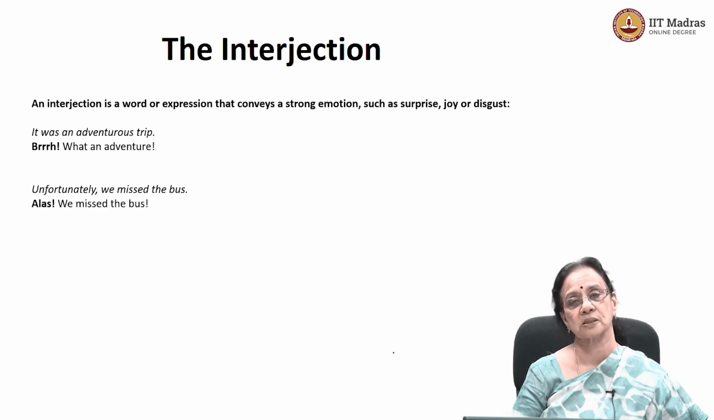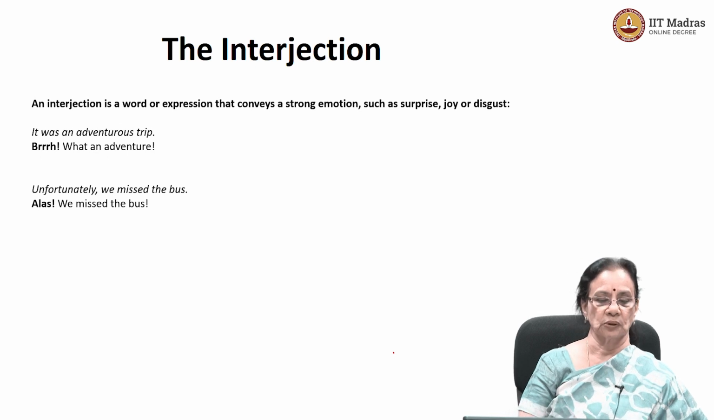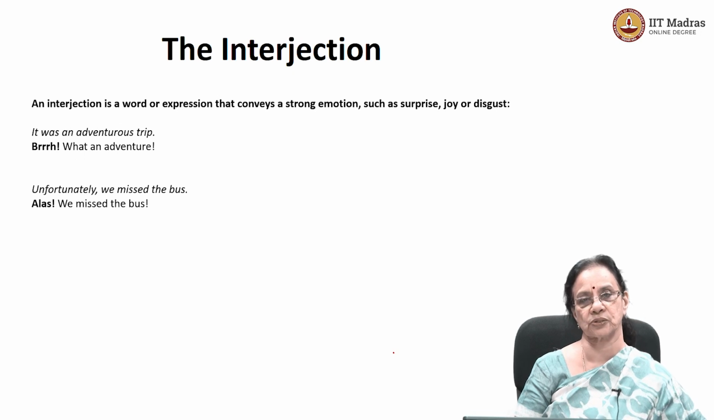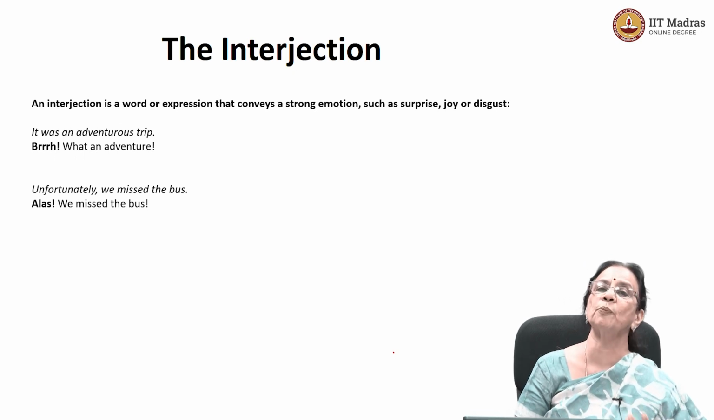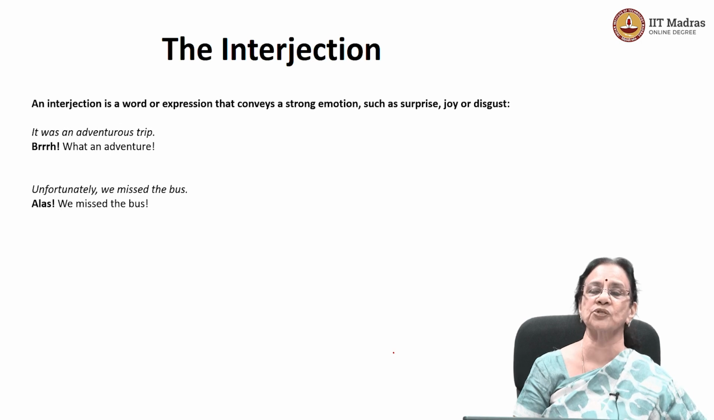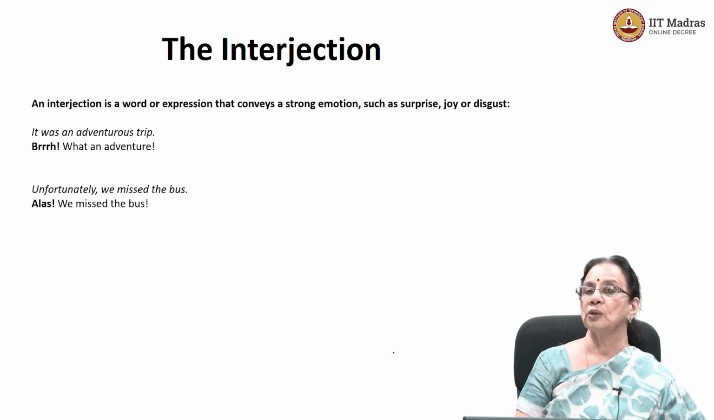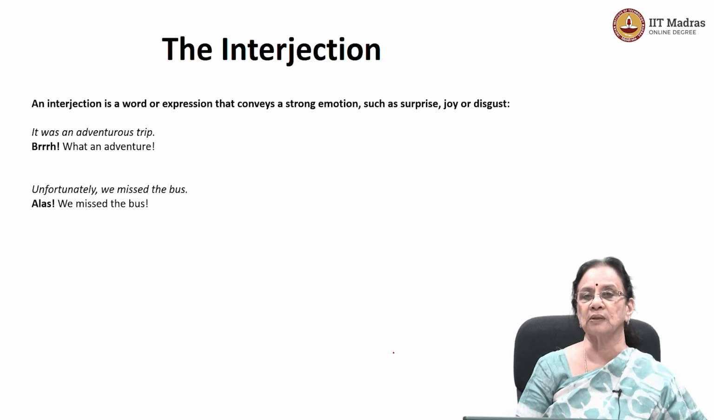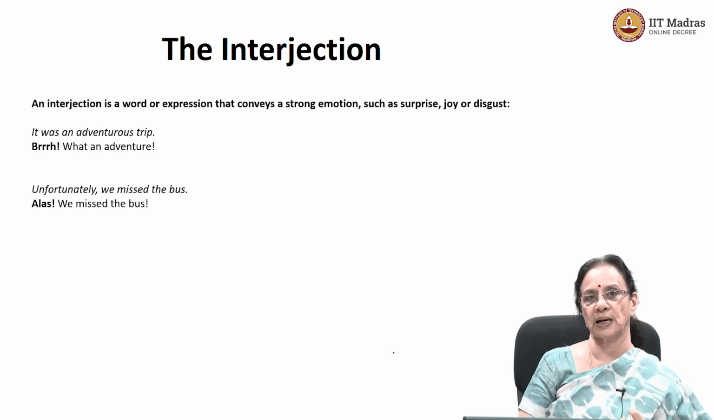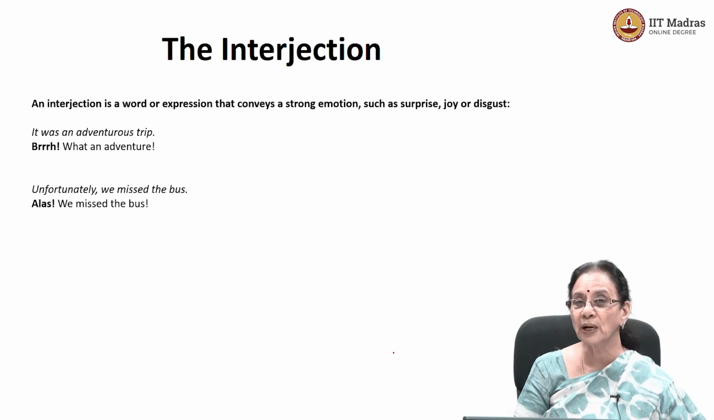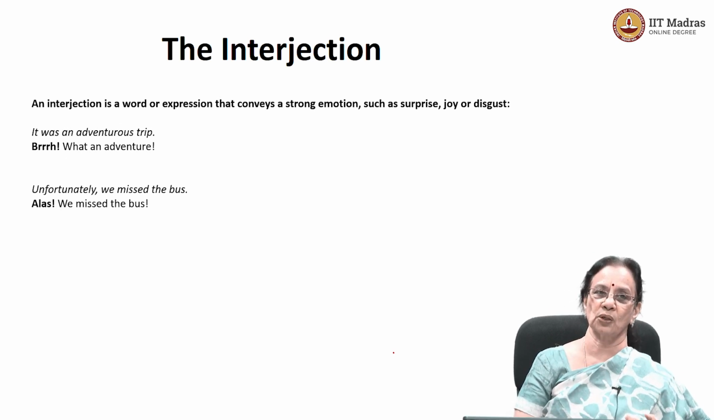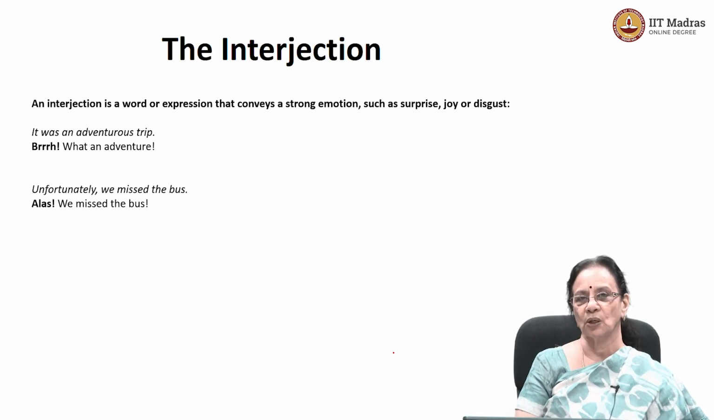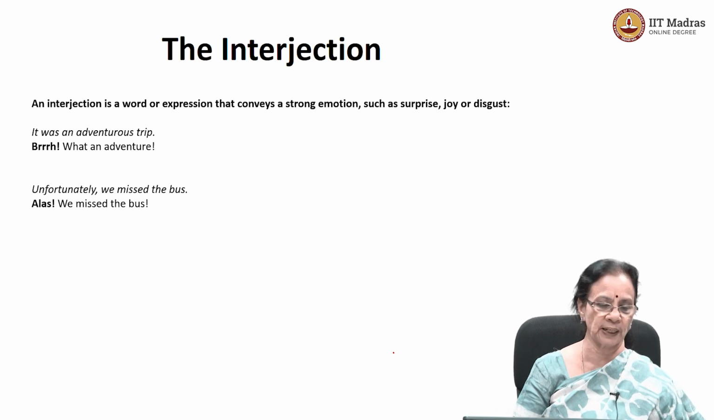Alas, we missed the bus. Now, the interjection here is "alas." Alas, we missed the bus. So what happens? The disappointment is brought out. Alas, we missed the bus. So the word "alas" and the exclamation mark, together they bring out the impact in a better way. They bring out the disappointment or the surprise or the discomfort of the situation in a better way.